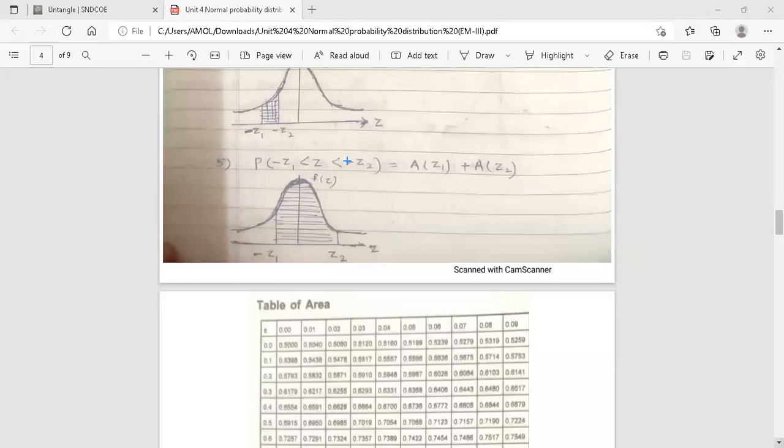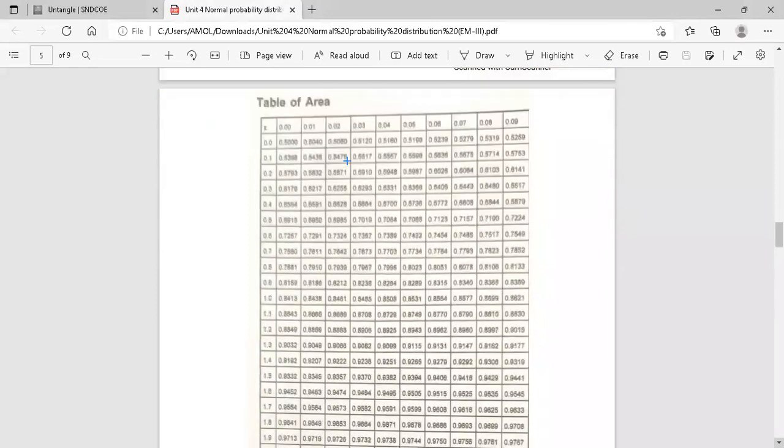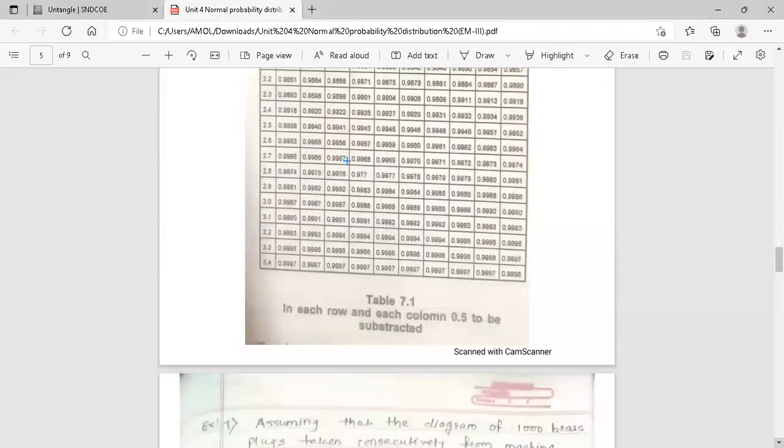So this is the formula to find the probability between minus Z1 and plus Z2. Now how to calculate the area? This is the table, like the logarithmic table, to find the area of the normal curve. These are the values of Z, and from the values of Z, you can find the area for the value of Z. Now here is one instruction. In each row and each column, 0.5 is to be subtracted. When you find the area, you every time subtract 0.5 from that area. That will be your correct answer.